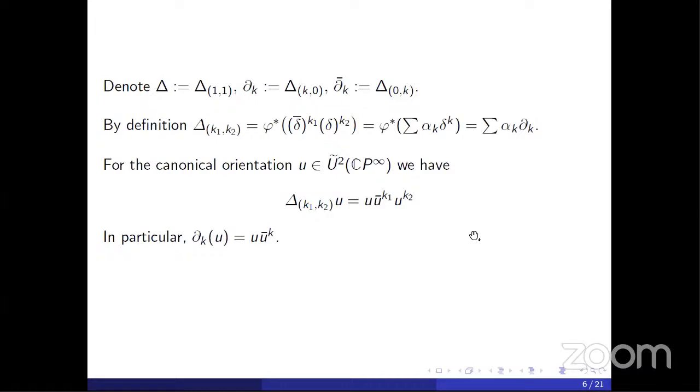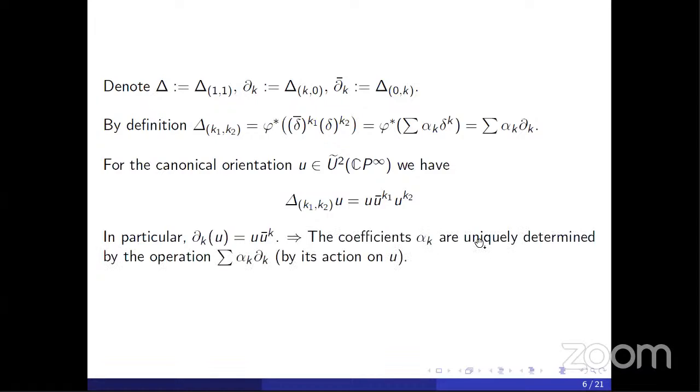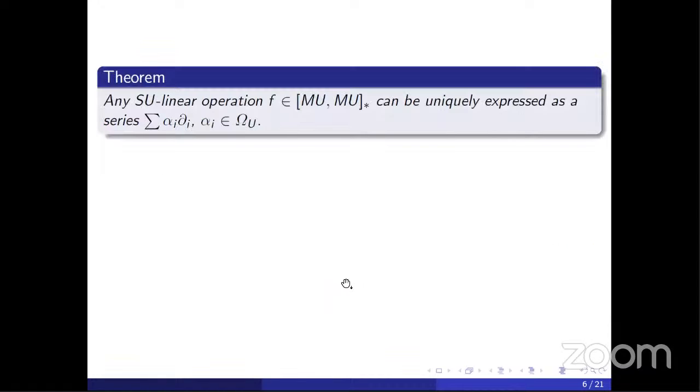And it follows from this formula that if we have some operation which is expressed as a series in partial_k, then all coefficients alpha_k we can uniquely recover from the action of this operation on U. In other words, this expression is unique if it exists. And we see that it exists for our operations, but if we have this expression, it's unique. And now the theorem: in fact any SU-linear operation has this expression. It can be uniquely expressed as a series in partial_k with scalar coefficients.